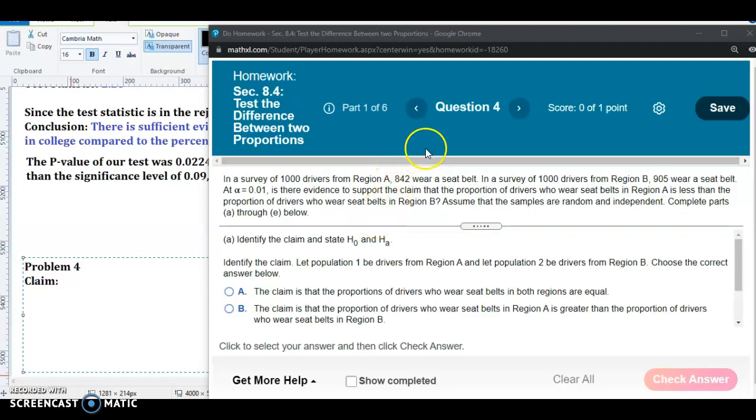So let's go ahead and look at one more example from section 8.4. This is problem 4 from the homework in this section, and it says, in a survey of 1,000 drivers from region A, 842 wear a seatbelt. In a survey of another 1,000 drivers from region B, 905 wear a seatbelt.